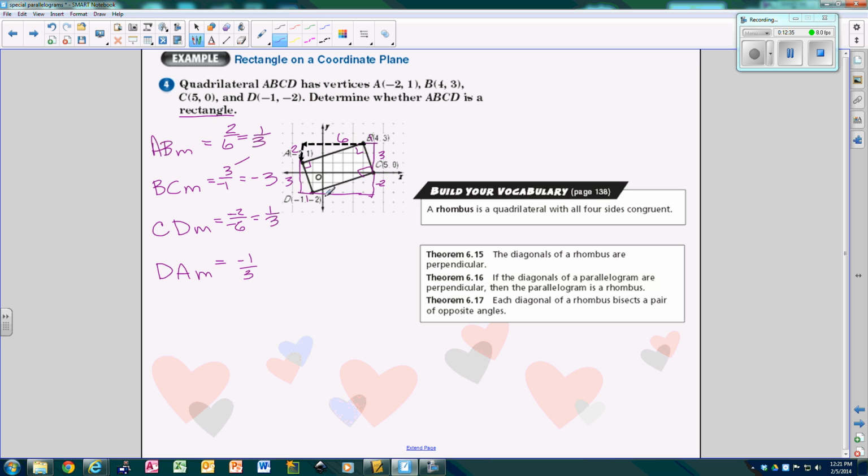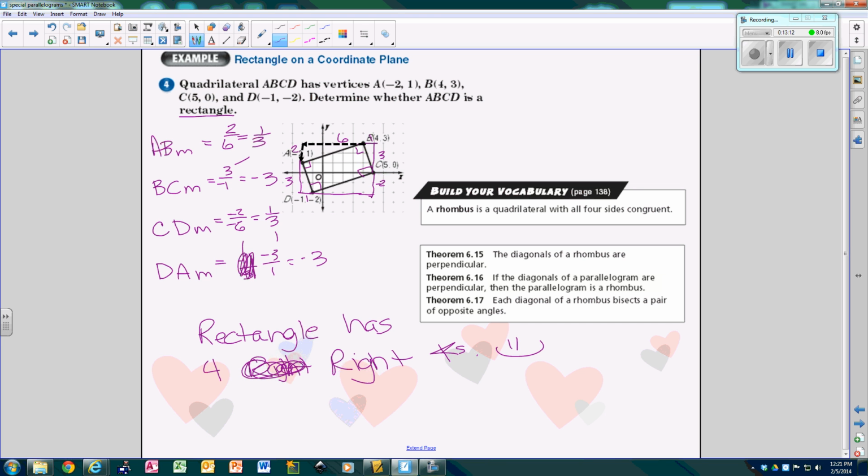Now these two, so 1, 2, 3, down 3 over 1, so that's -3. Now these two are also perpendicular to each other, as are those two. So I have 4 right angles. So by definition, a rectangle has 4 right angles. Okay, obviously my spelling is totally wrong today. All right, 4 right angles. So if I have 4 right angles, I got a rectangle.